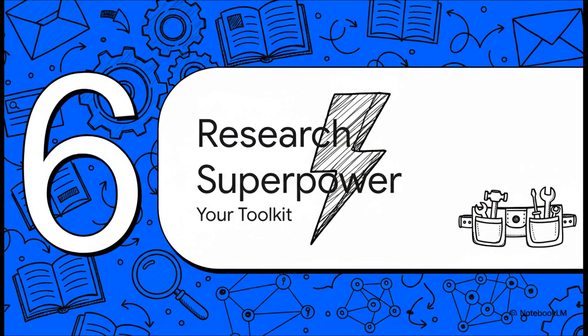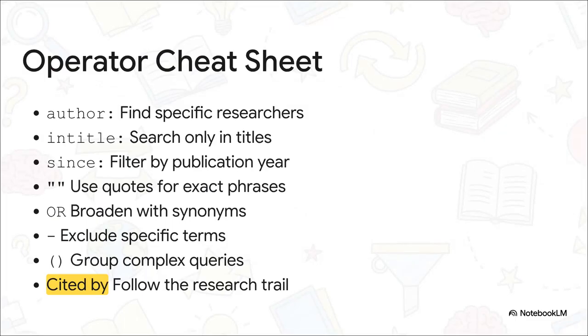Whew, okay, we have covered a ton. Let's pull this all together into your new research superpower, your personal toolkit for mastering Google Scholar. So here it is, your cheat sheet. Screenshot this, write it on a sticky note, whatever you need to do. From finding authors, to searching only in titles with intitle, to getting precise with quotes and filtering with the hyphen. You master these, and you will have a research superpower, no doubt about it.